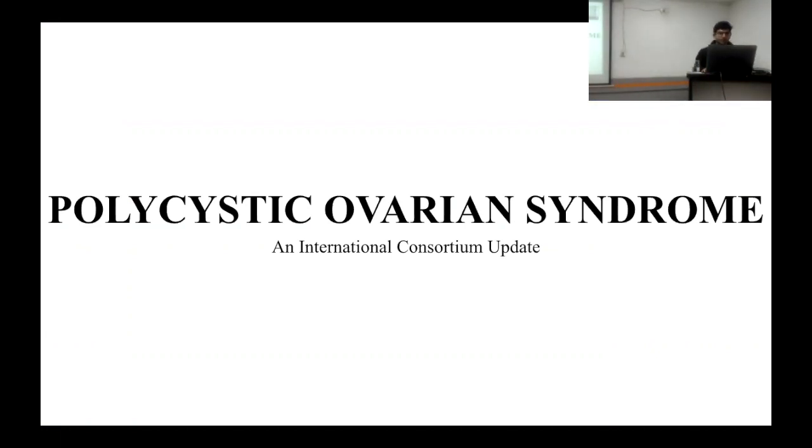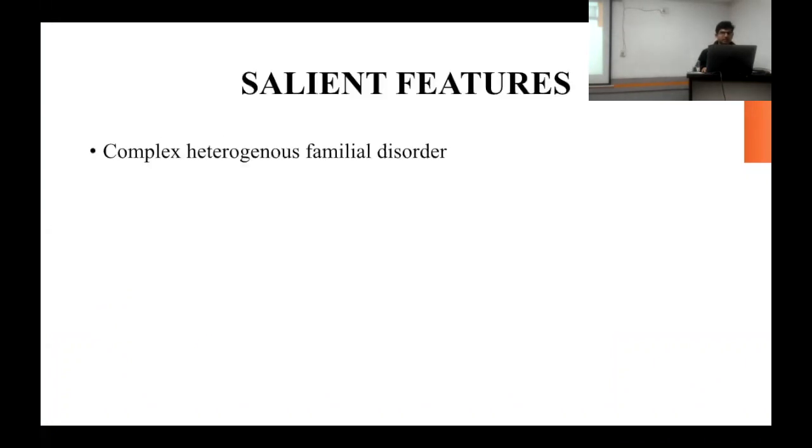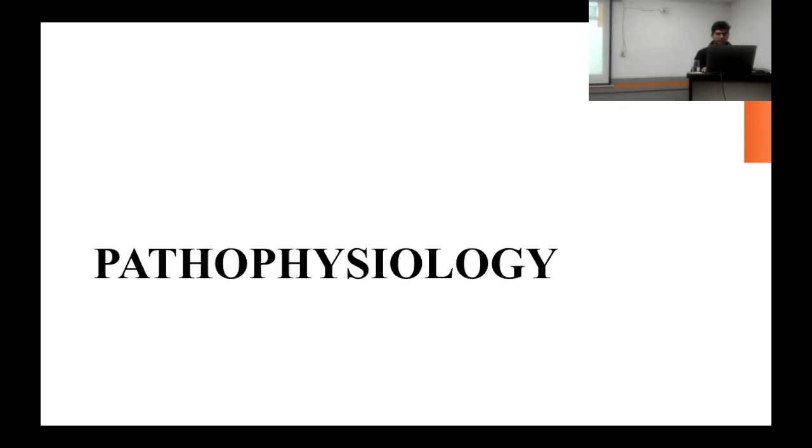Good morning. This is basically a quick recap of the class we had earlier, and it is an international consortium update regarding polycystic ovarian syndrome. Now, I've divided my presentation into introduction, pathophysiology, diagnosis, and treatment. We'll go through the initial part quickly. Of course, introduction: it is a complex heterogeneous familial disorder which consists of hyperandrogenism and chronic anovulation. So both are not independent. They should have both of them, not just androgen or just ovulation.